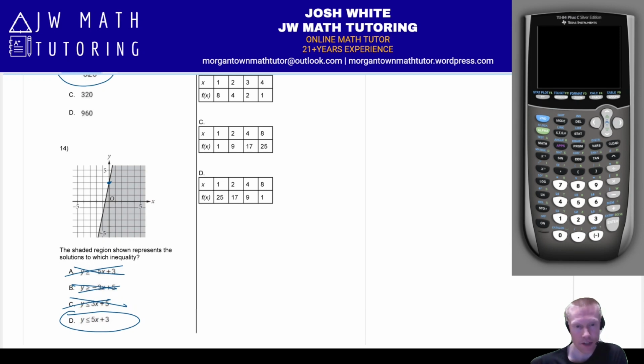And again, notice I didn't have to do any calculations at all. I didn't have to pick a test point. I didn't have to try graphing it out. Just process of elimination, slope, and so on.